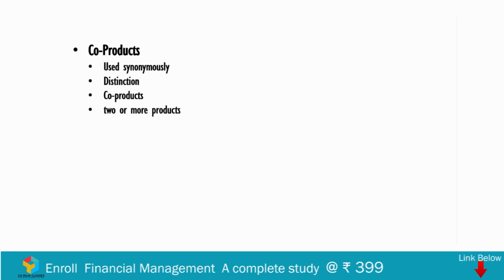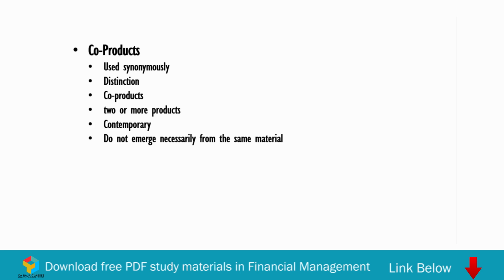In this process, let us also understand what is co-products. Joint products and co-products are used very synonymously in common parlance, but strictly speaking, there is a distinction between these two, that is joint product and co-product. We can define co-product as two or more products which are contemporary in nature and they do not emerge necessarily from the same material or in the same process. So I repeat, co-products can be defined as two or more products which are contemporary, but they do not emerge necessarily from the same material in the same process.